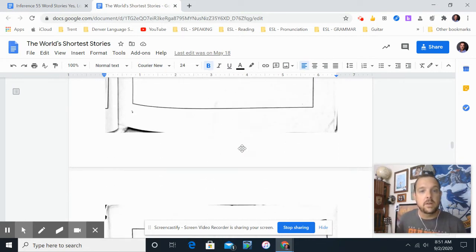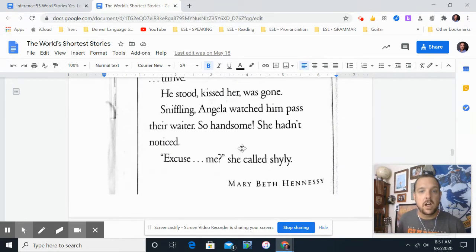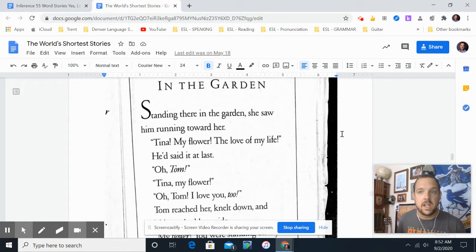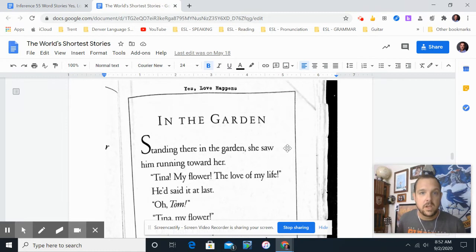So let's go ahead and we're going to look for, not On the Rebound, we're going to look at In the Garden. So, In the Garden.